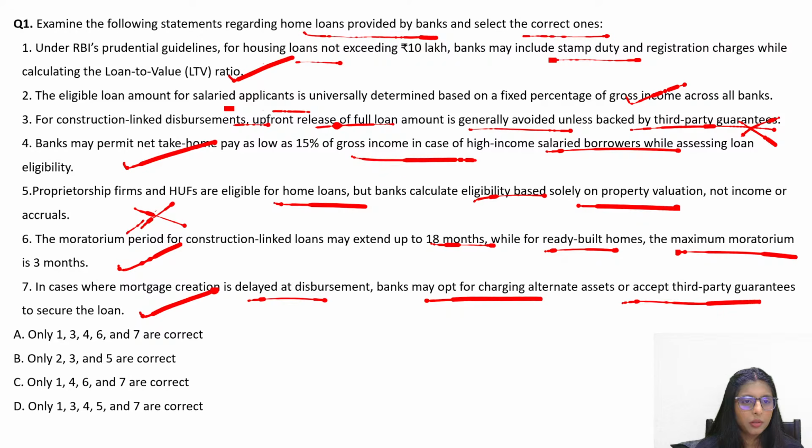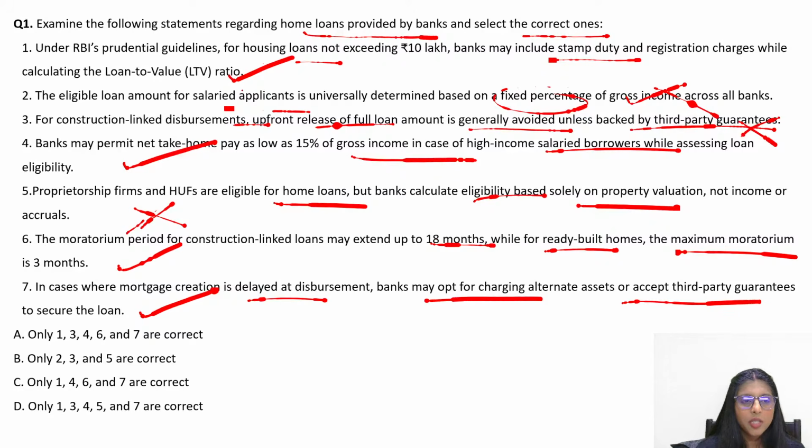Eligible loan amount for salaried applicants is determined based on the fixed percentage of gross income across all the banks. It's incorrect. There is no uniform method, banks may vary how to calculate eligible loan amount based on the Form 16 and IT Return. So it's incorrect. It cannot be fixed. It basically varies on the basis of how it's calculated.